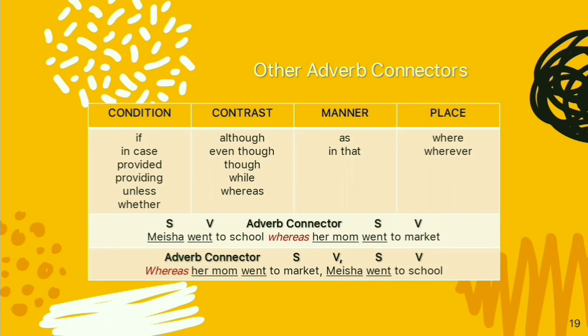For example, Meisha went to school whereas her mom went to market. Another example: whereas her mom went to market, comma, Meisha went to school. Okay, it just switches the clause. So clause di belakang ditukar ke depan dan ditambahkan dengan koma di tengah.